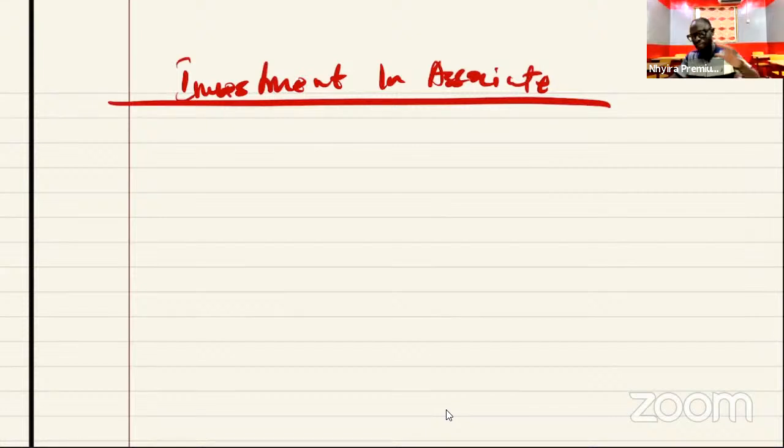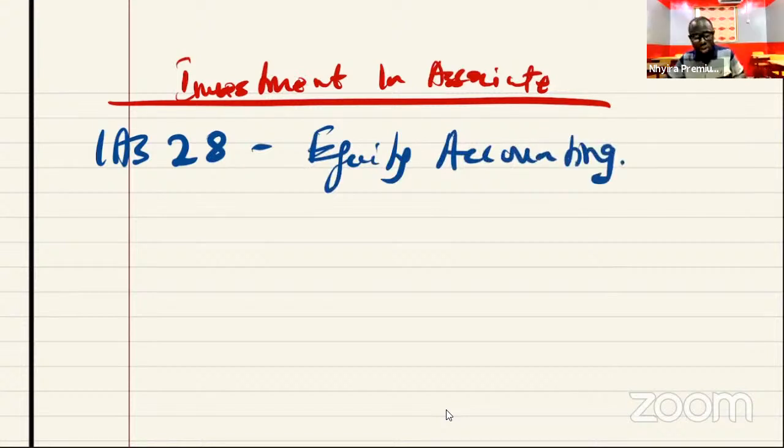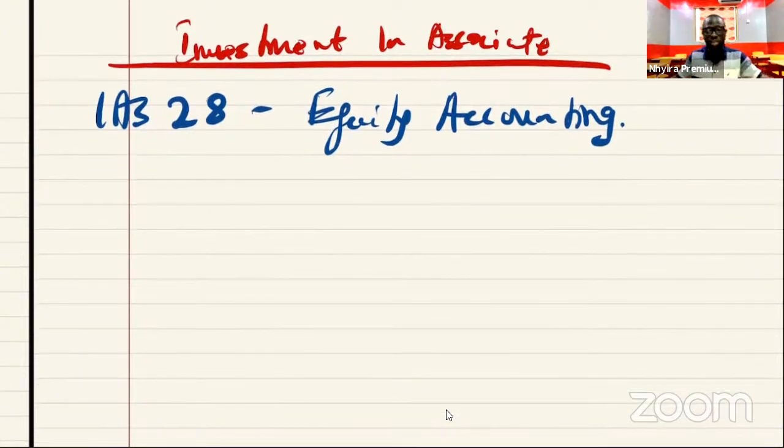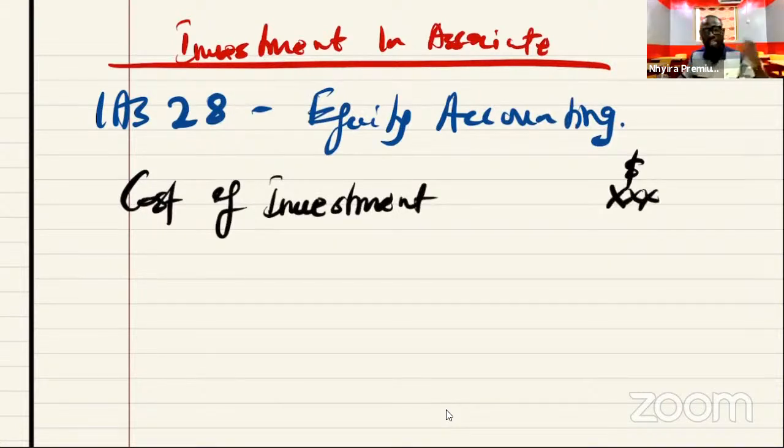Investment in associates. How do we account for that? The way we account for the investment in associates is in accordance with IAS 28, using what is called the equity accounting, because the equity accounting is what we use to account for investment in associates. So with the equity accounting, what do we do? We slot in our currency sign, we bring cost of investment. Then we're going to be bringing the issue in relation to any post-acquisition profit or loss.